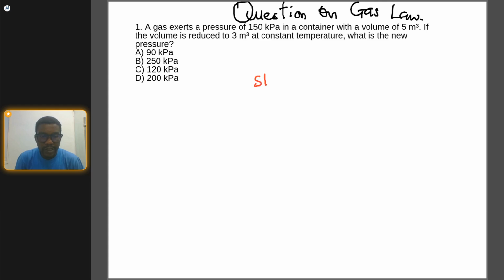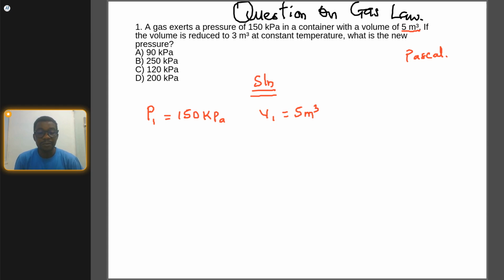To solve this, we need to write out the parameters in the question. We are given the first pressure, denoted by P1 equals 150 kilopascal. K is kilo, while Pa is pascal. Pressure is measured in pascal. In a container with a volume, the volume of the first pressure is 5 meter cube. That is V1 equals 5 meter cube.